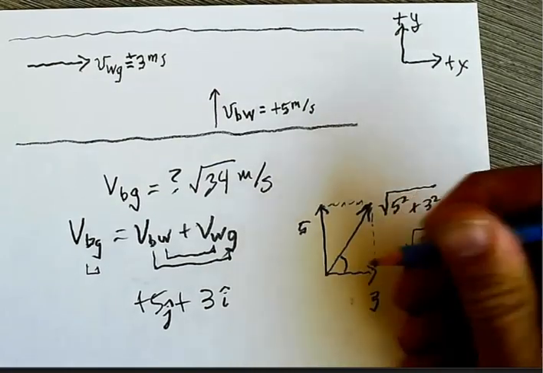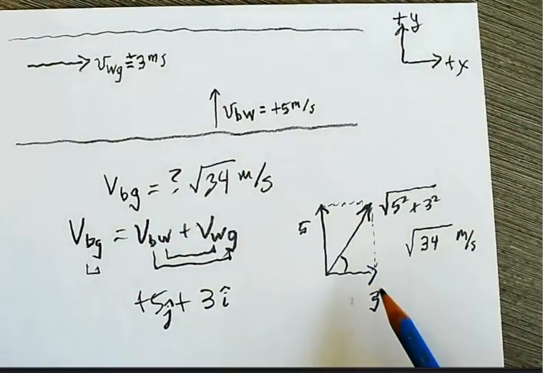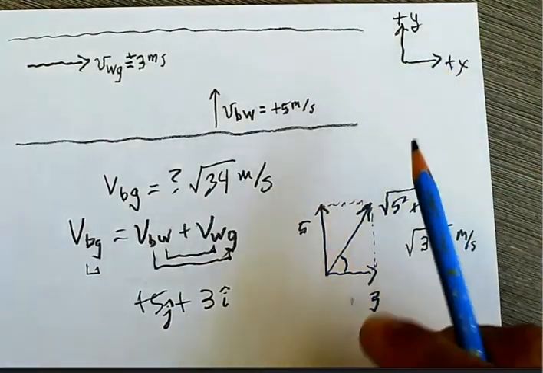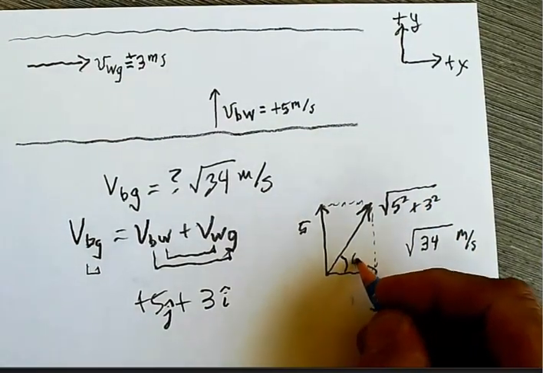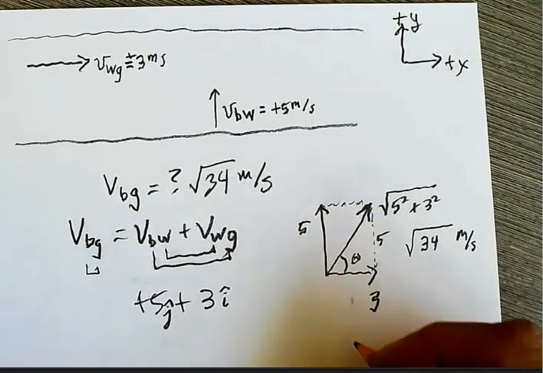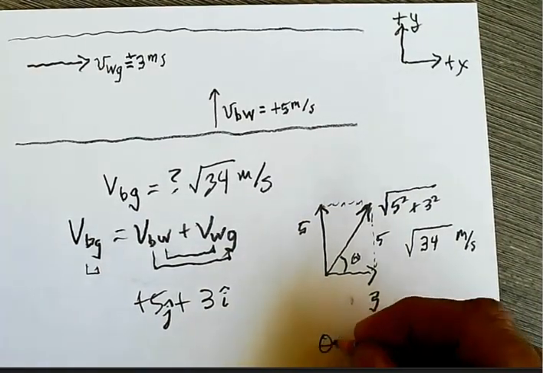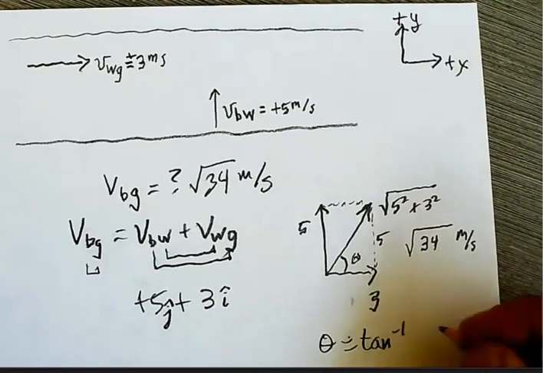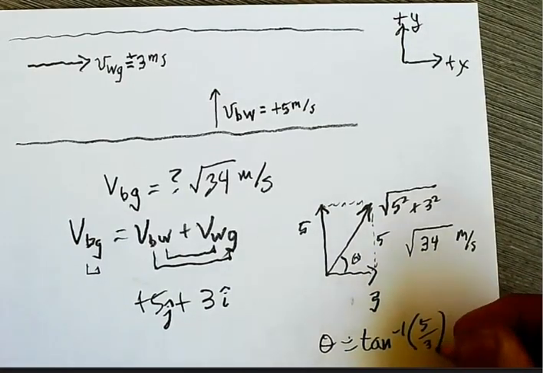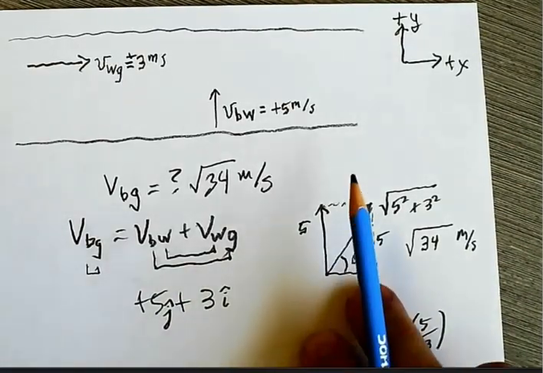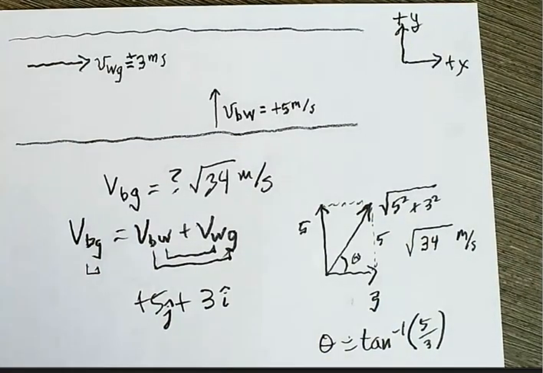And I could also find this angle that the boat is traveling at. Even though the boat is pointed straight across the river, it's moving at an angle with respect to the riverbank. We'll call that theta. I know all three sides of the triangle, but I'll use this side and this side. So that's my opposite and adjacent. So theta then is equal to the inverse tangent, using the opposite and the adjacent sides, of 5 over 3. And I plug that in my calculator and come up with my answer for the angle that the boat is traveling across the river at with respect to the shore.